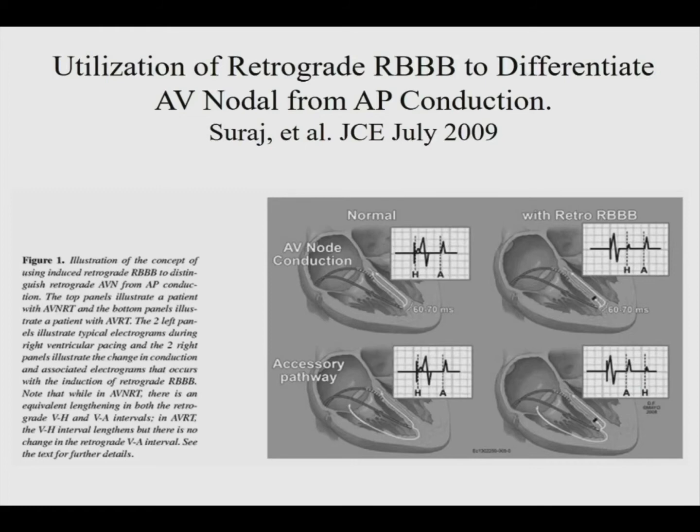This is a great maneuver, and again, I would encourage you, you don't always get retrograde right bundle branch block with premature ventricular beats, but the more you do this, the more you'll see it, and it also emphasizes the importance of having a pretty good His recording at the beginning of your EP study.